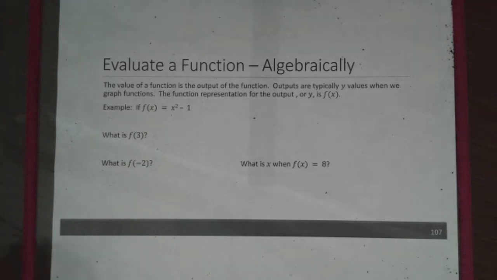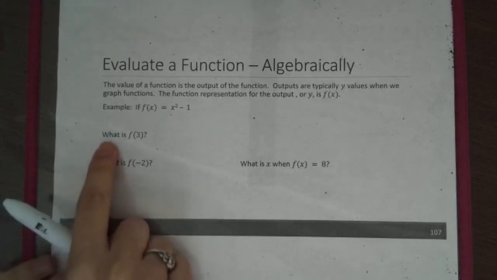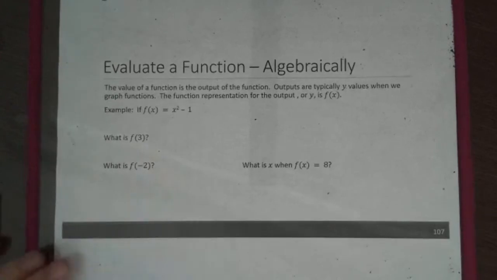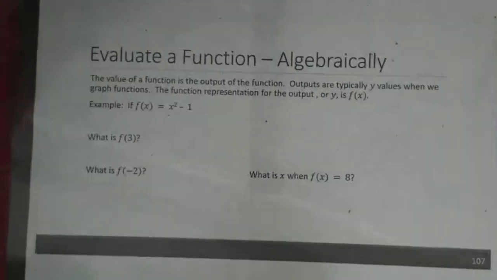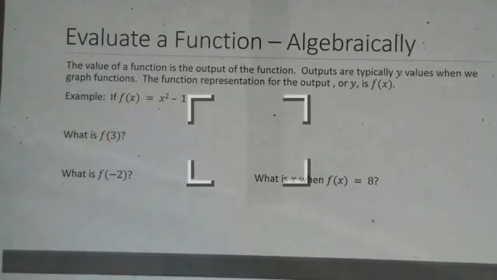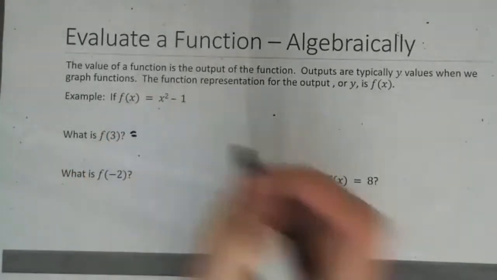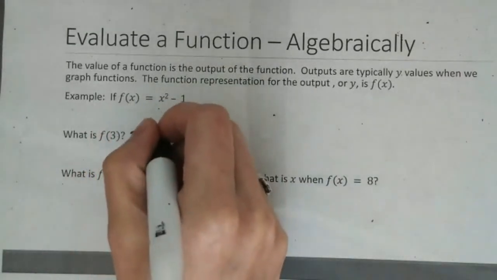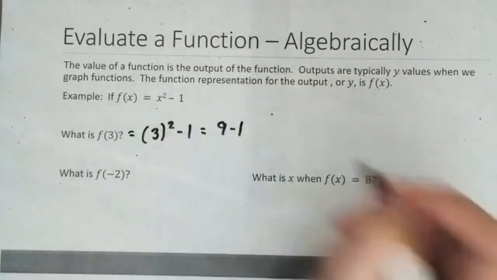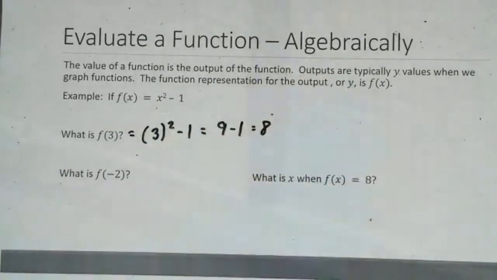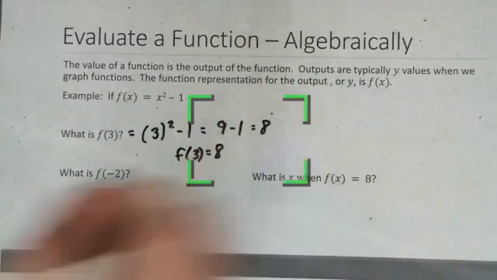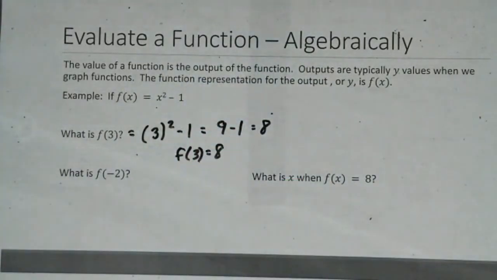All right. So we want to know if f of x is equal to x squared minus 1, what is f of 3? So we're plugging in 3 for x because the 3 took the place of x. So if I plug in 3 for x, I'm going to make sure to plug it in parentheses. So we have 3 squared minus 1, which is 9 minus 1, which is 8. So f of 3 is equal to 8.